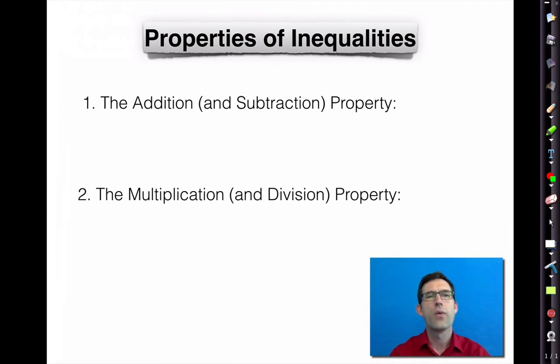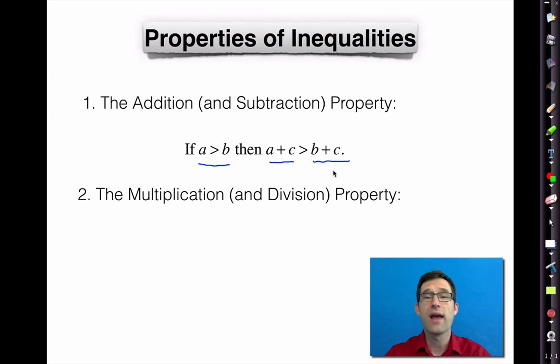All right, we've got the addition and subtraction property of inequality. Now, here's the great thing about the addition-subtraction property of inequality. It is exactly the same as the addition-subtraction property of equality. In other words, if A is greater than B, then A plus C will be greater than B plus C. In other words, you can add or subtract anything you want from the two sides of the inequality, and it will remain true. All right?